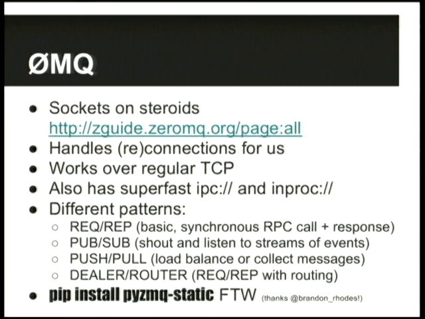ZeroMQ can work over regular TCP, so there is no low-level custom network protocol or something like that. But if you need it for really high-performance applications, like tens or hundreds of millions of messages per second, there are IPC and in-proc transports, which are respectively local to the machine and local to the process. And it supports different topologies: request-response, pubsub, and push-pull to do some load balancing.